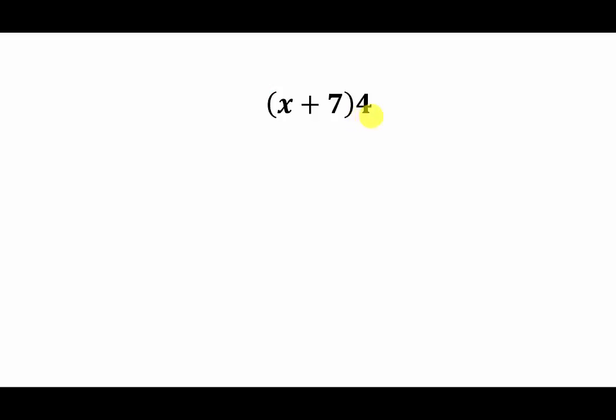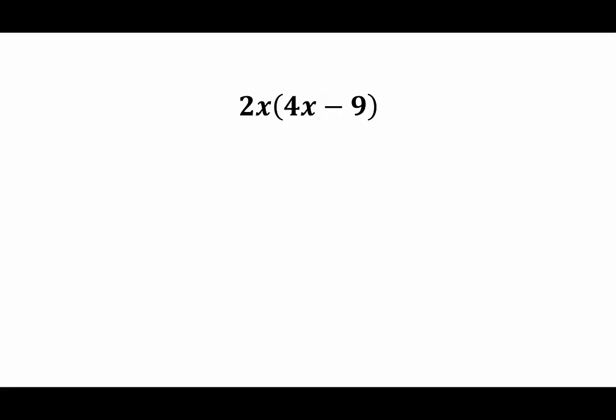Problems like this still apply to the distributive property. This time our a, or our outside term, is on the right side of the quantity. It's still going to be the same process. We're going to take this outside value and multiply by each term inside the quantity. 4 times x is 4x, and then the second term in the quantity, 4 times 7 would be plus 28.